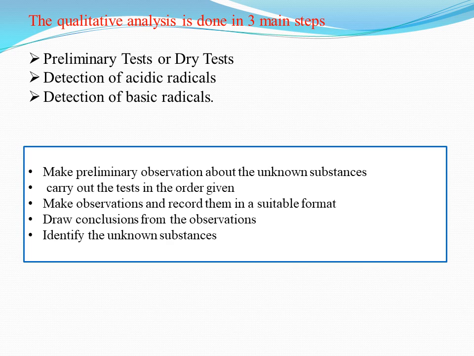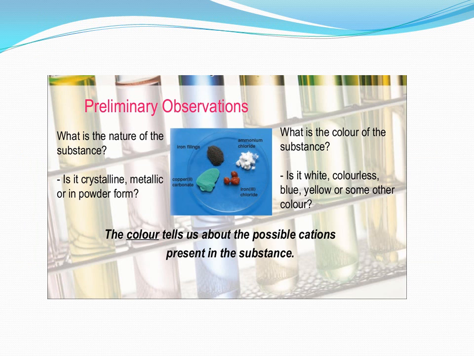While doing this analysis, you should keep in mind some points. First, make a preliminary observation about the unknown substance. Then carry out the tests in the order given. Then make observations and record them in a suitable format. After this, draw conclusions from the observations. Then identify the unknown substance. Now first let us discuss the preliminary test. This step further contains three simple steps.